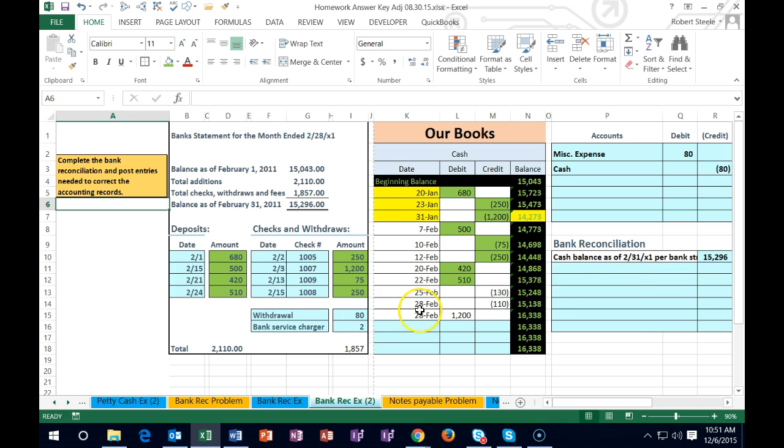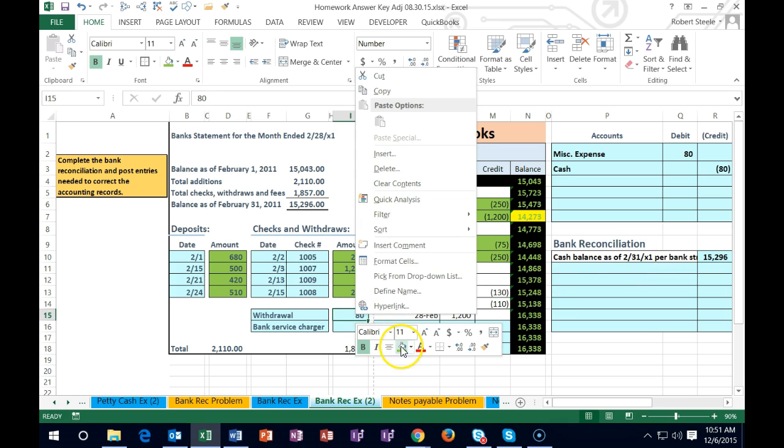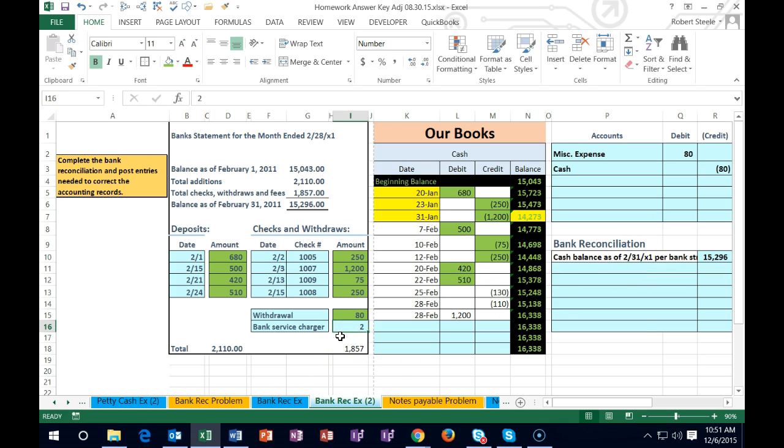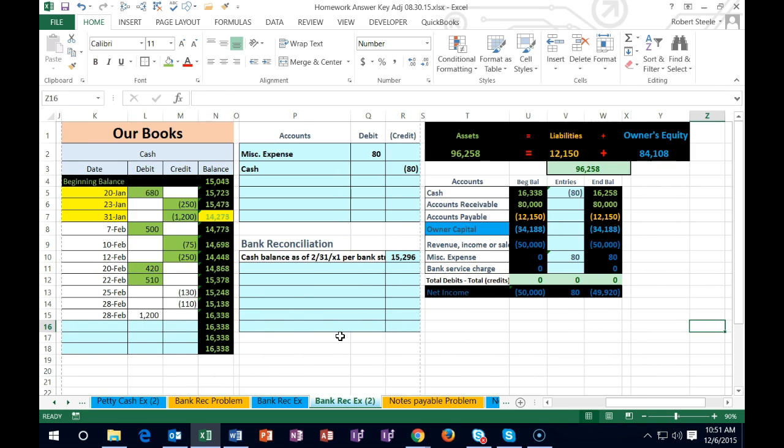So now we've taken care of this. So we can highlight that and say, okay, we took care of that. And then here we have this $2. So that's a bank service charge. Once again, they took money out of our account. So we have a debit balance in cash. We need to make it go down by $2. So how do we make something go down? We do the opposite thing to it, which in this case would be a credit.